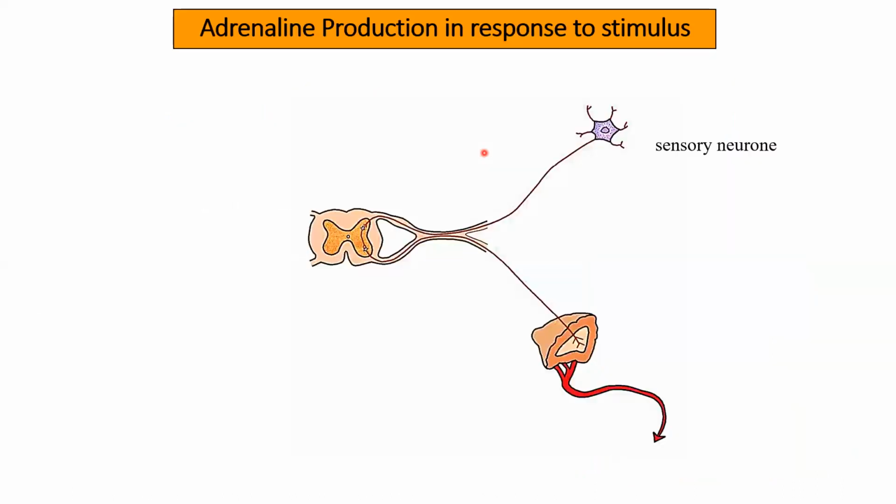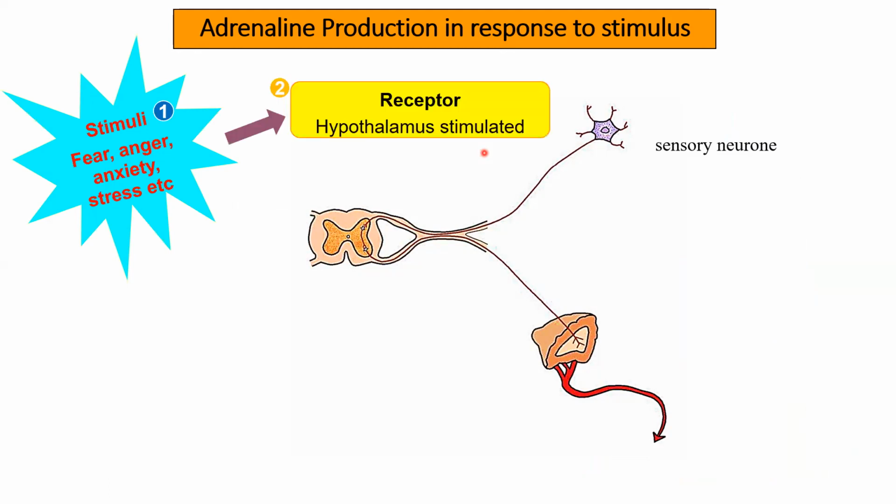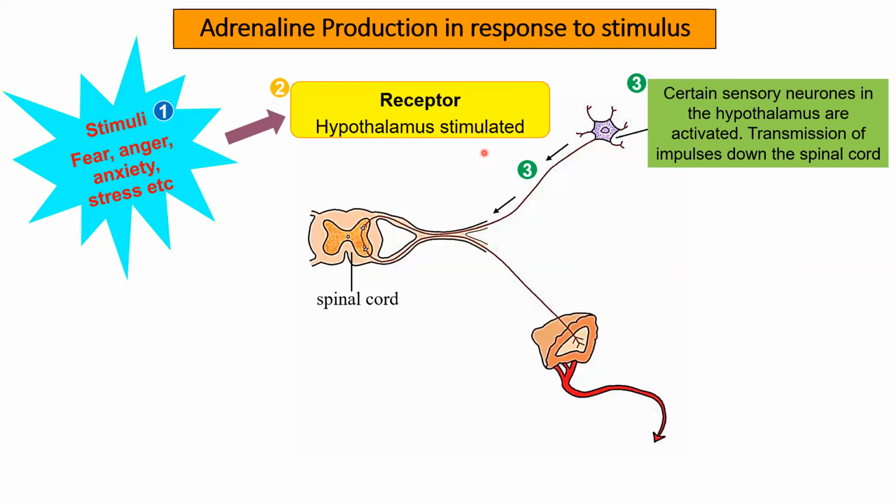Okay, so let's see how the stimulus works for the production of adrenaline. What happens is, the stimulus for adrenaline release is fear, anger, anxiety, stress. Whenever you are in such situations, adrenaline will be released. How is that going to be released? The receptors in the hypothalamus get stimulated. Once they are stimulated, they activate the sensory neurons. And through the sensory neurons, the impulses are sent towards the spinal cord.